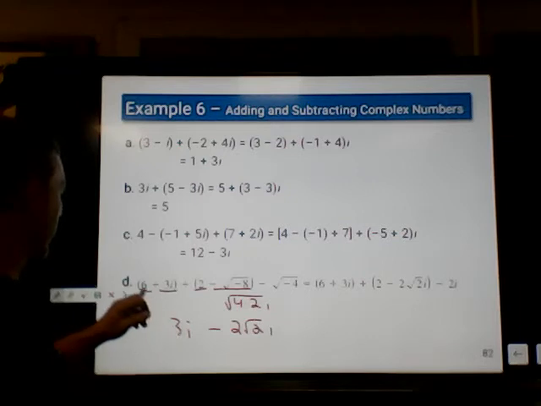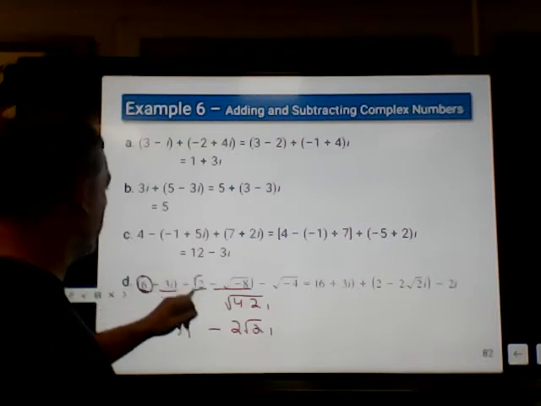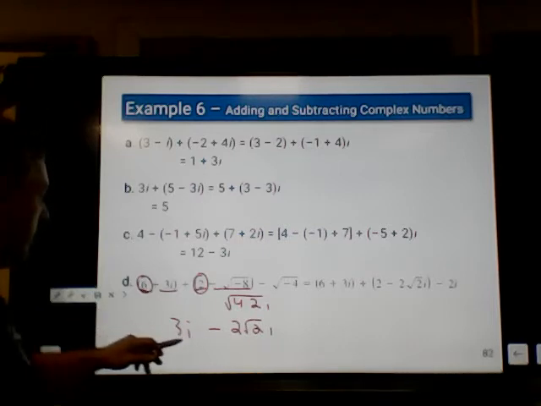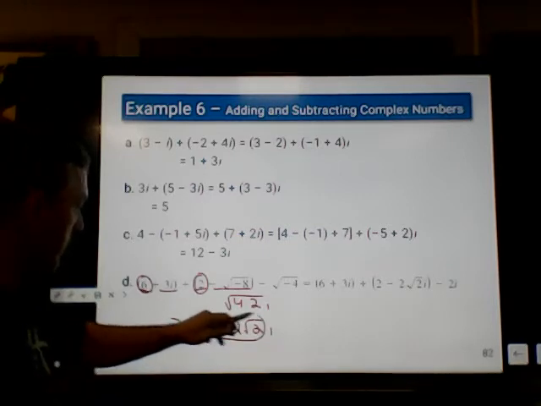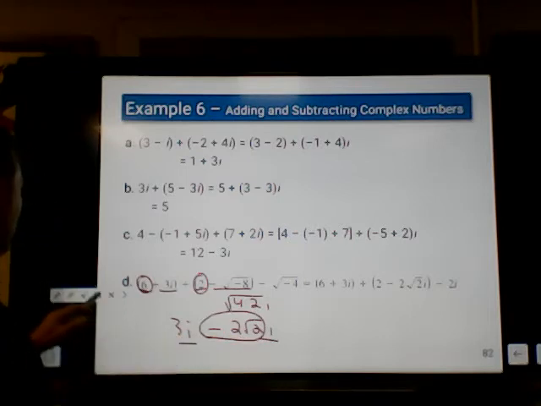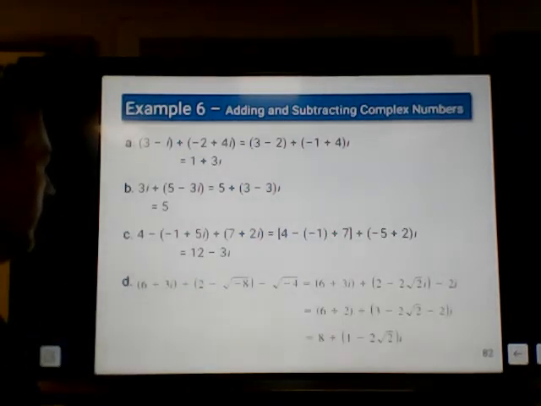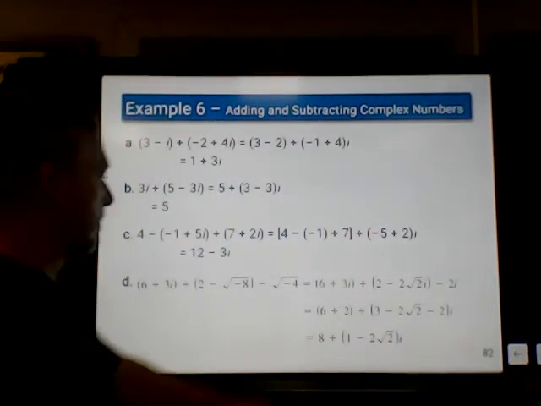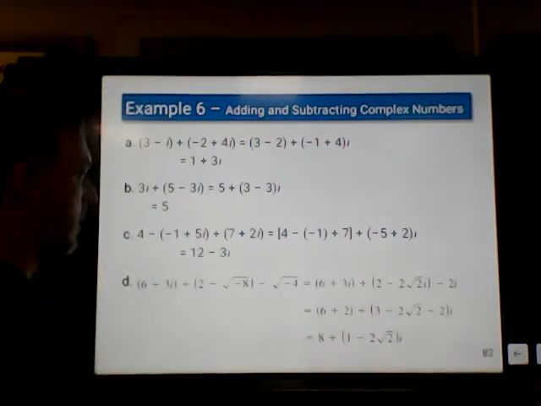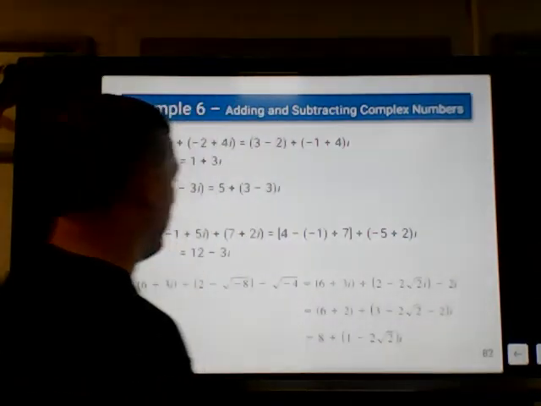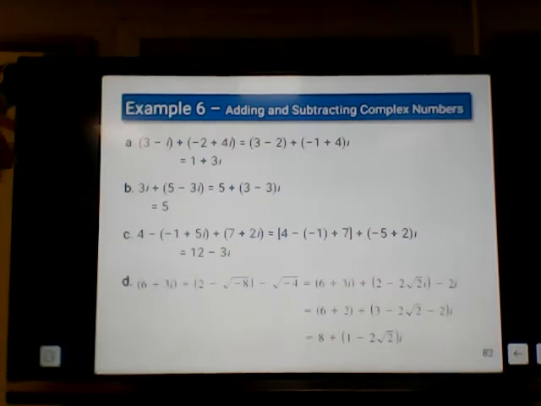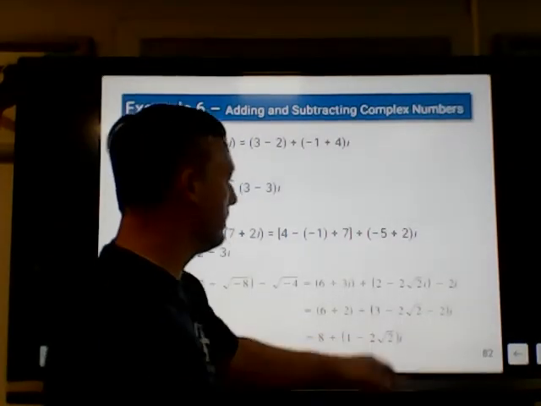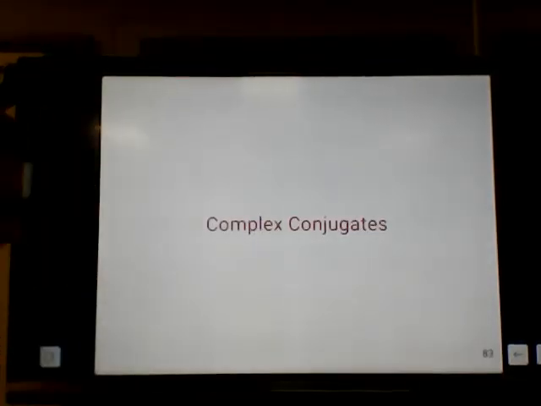So what happens is, you have 6 plus 2 as one part. Then you have negative 2 square root of 2, then you have 3i and i. So you have 8 plus 1 minus 2 square root of 2i. You just group it together that way, because the 3 minus 2 there is 1. And of course, negative 2 square root of 2 doesn't change, and it's i, and it's all inside parentheses. So make sure you understand that.